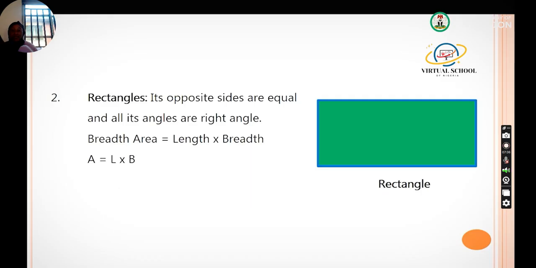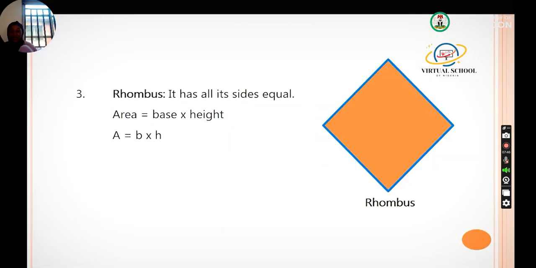So when next you go to National Stadium in Surulere, take the measurement of the length and the breadth to get the area of the pitch. Now, rhombus. A rhombus has all its sides equal. These are the sides. All the sides are equal. Now, how do we determine the area of our rhombus? We can determine the area of our rhombus by multiplying the base by the height.